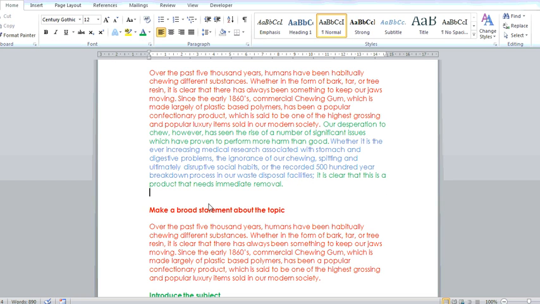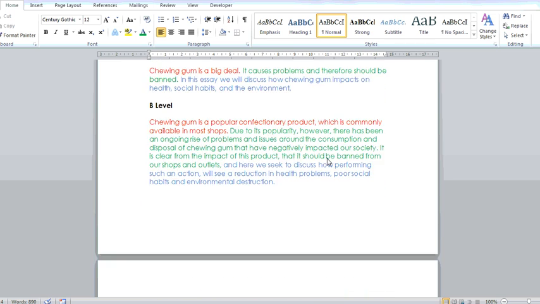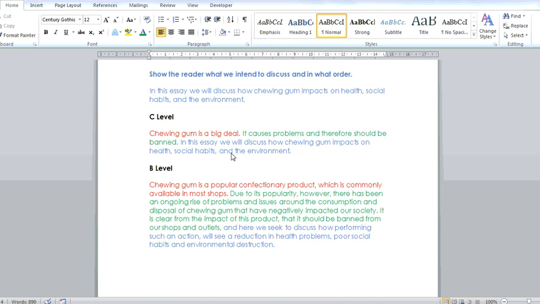It is clear that this is a product that needs immediate removal. It's interesting to look at the way they voiced this in comparison to the C level, which just said, in this essay, we will discuss how chewing gum impacts on health, social habits, and the environment. In this case, it was very limited what this student has told us about what they're actually planning to discuss. When I read their first paragraph, I would assume it's going to be about health, something to do with health. I don't exactly know what, but at least I kind of know what to expect.